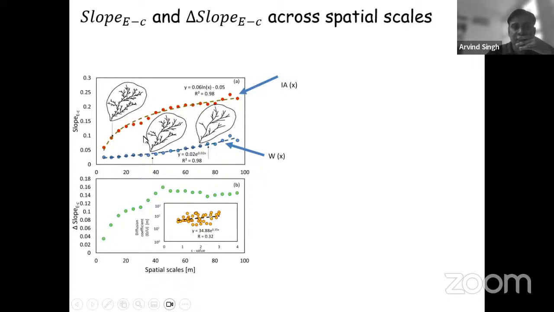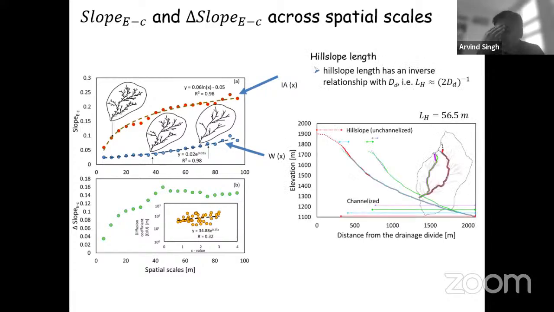So when we compute the difference, we see that the change in slope increases with increasing scale, and at a certain scale it peaks and gets saturated. And this particular scale is on the order of 45 to 50. And again, these observations have been taken from more than hundreds of basins.